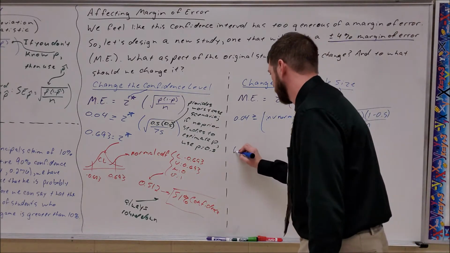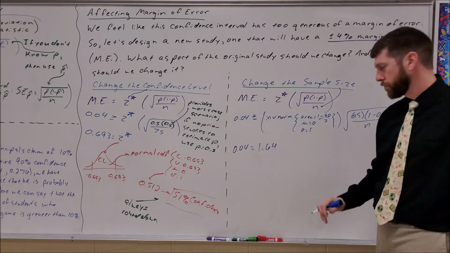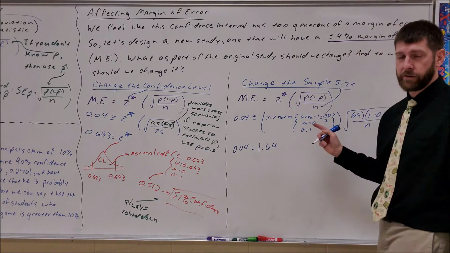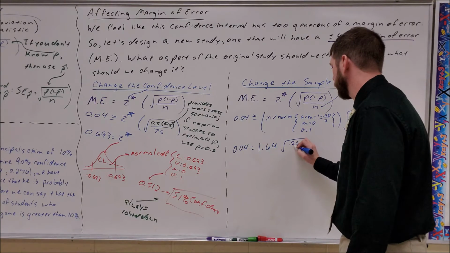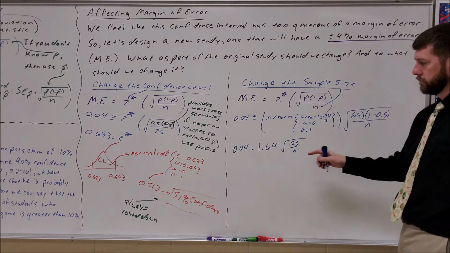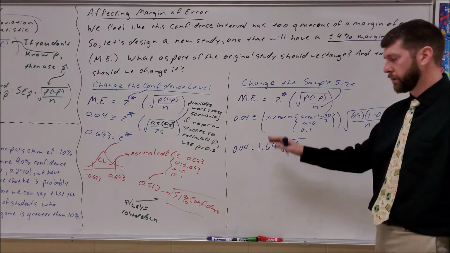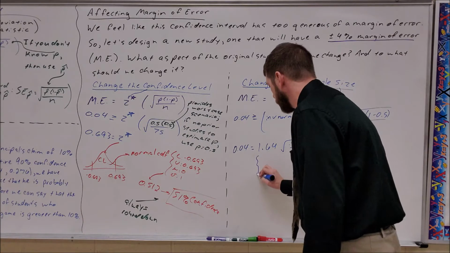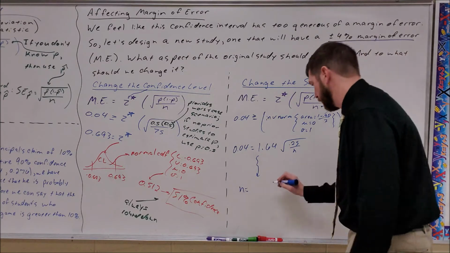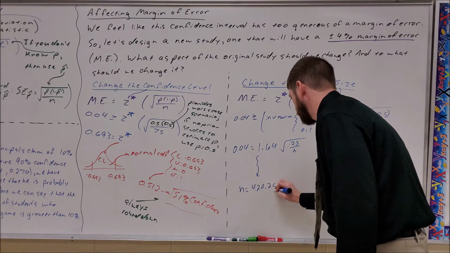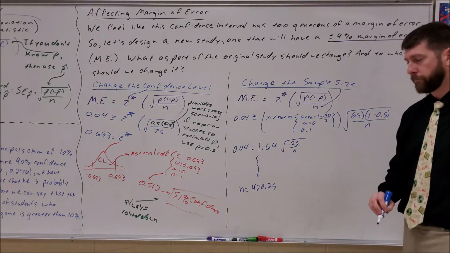So if we do that, 0.04, we know this is 1.64 because it's the exact same z-score we used a minute ago. 90% confidence level, critical z's are always going to be 1.64. Square root of 0.25 over n. Divide, square both sides, cross multiply and divide, right? I don't have to go through all the calculations on that. So just go through, isolate n, and you're going to get n is equal to 420.25. So that's what your n, what your sample size comes out to be.